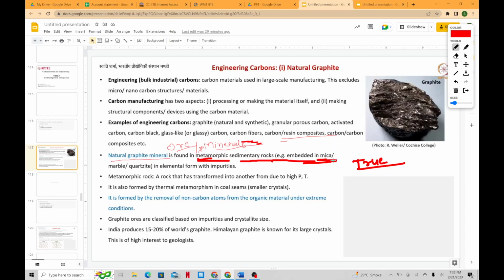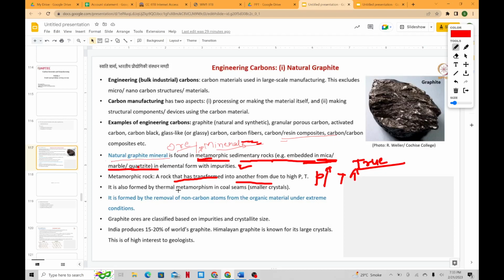So there you will extract something, and there is marble and quartzite in elemental form with impurities. Okay, so there are still some impurities, it's not something very pure. So metamorphic sedimentary rocks, then what is metamorphic rock? A rock that has transformed into another form due to high pressure. Okay, so in the earth crust where the pressure is very high, or the temperature inside the earth crust is also very high, there only your metamorphic rock will form.